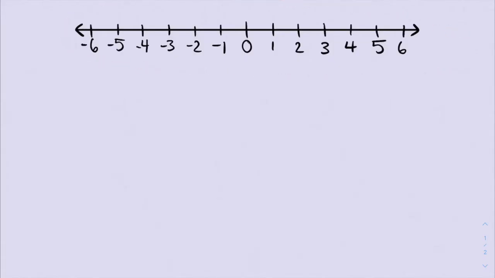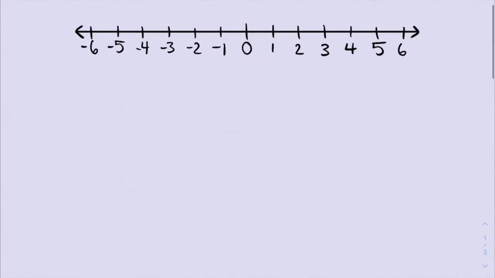We're going to start with looking at our number line. We can see that we have 0 in the middle. And with our number line, if we move to the right, we're moving in a positive direction. And if we move to the left, we've moved in a negative direction.